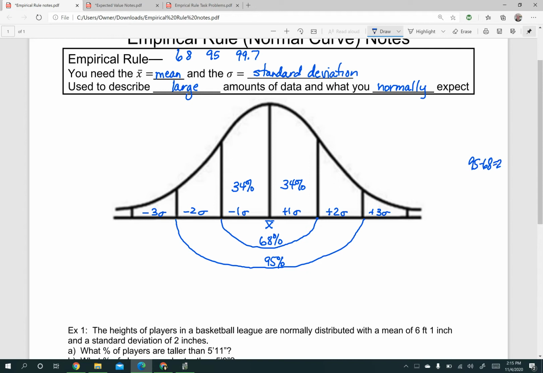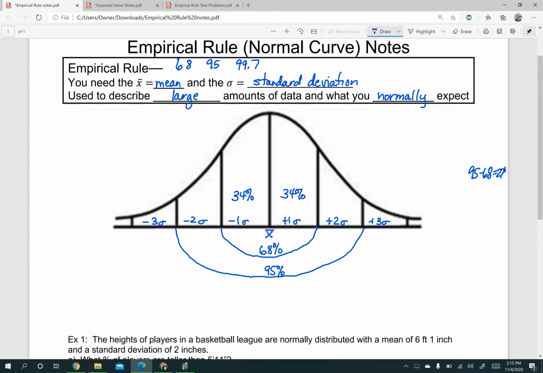95% of your data. And so if we do 95 subtract 68, we get 27%. So that's what's left out here. We take that 27% and divide by 2. That tells me that each of these is 13.5%.